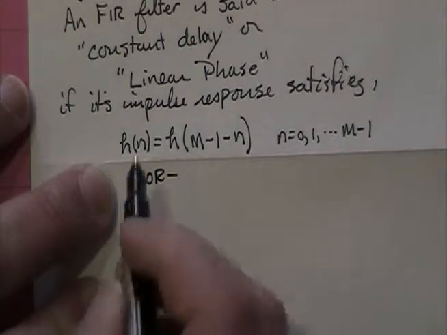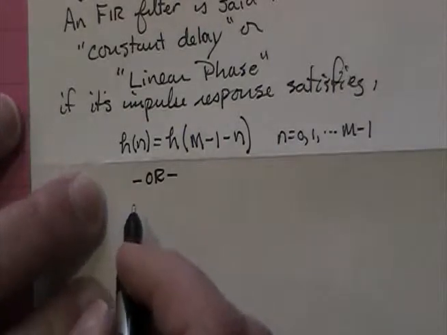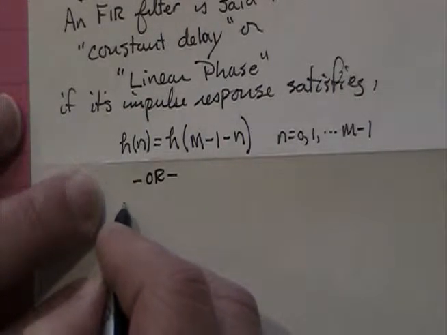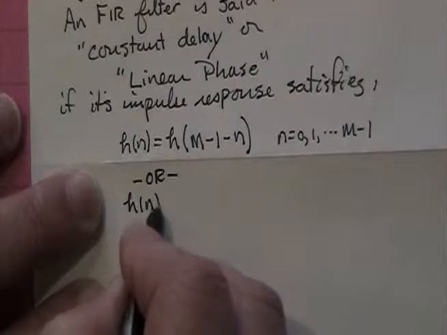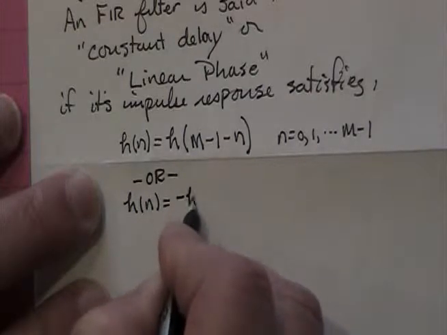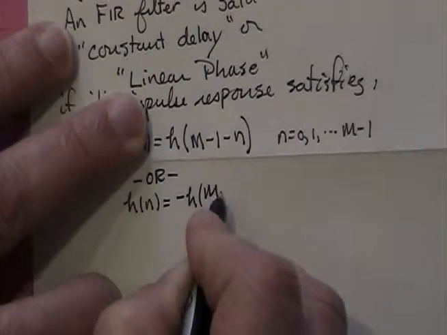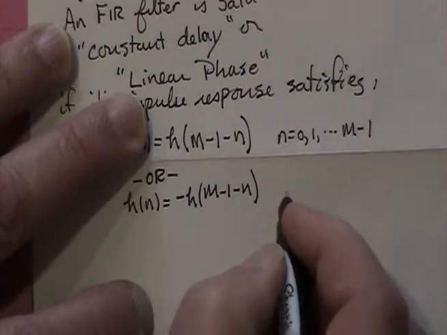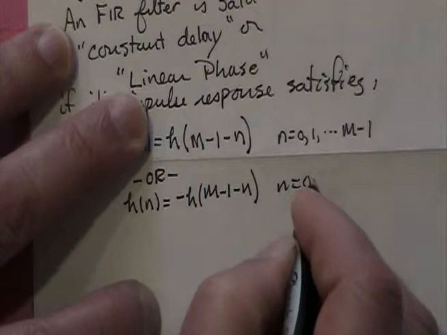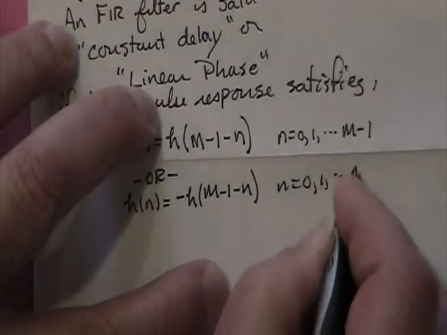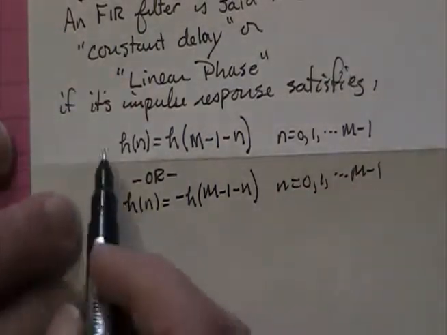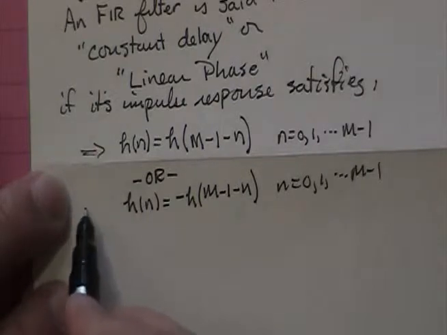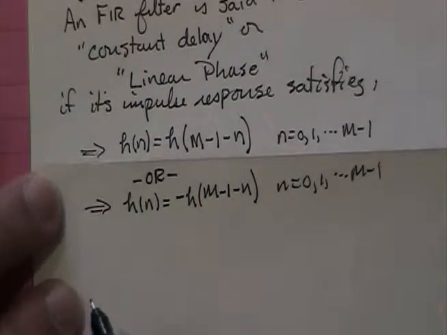The other case was where I had a purely imaginary response. Here I want a negative sign in the mix. h of n equals minus h of M minus 1 minus n, for the same values here, for n equals 0, 1, out to M minus 1. So either of those two cases are linear phase or constant delay filters.